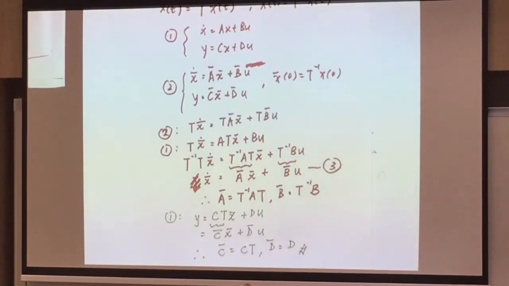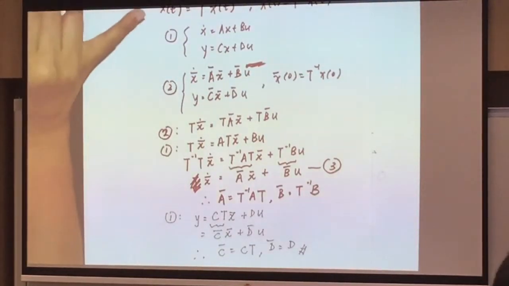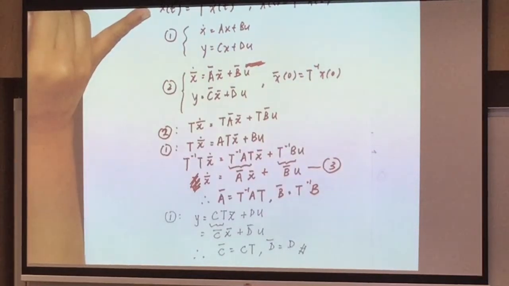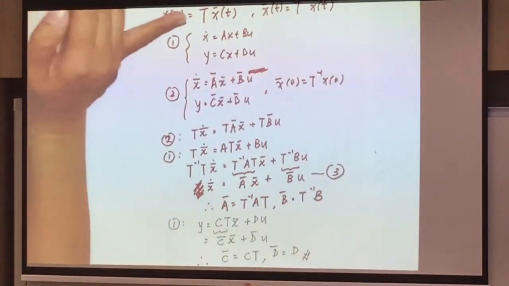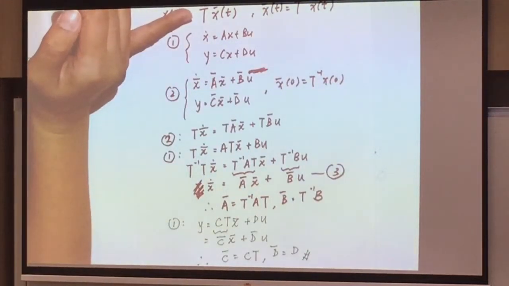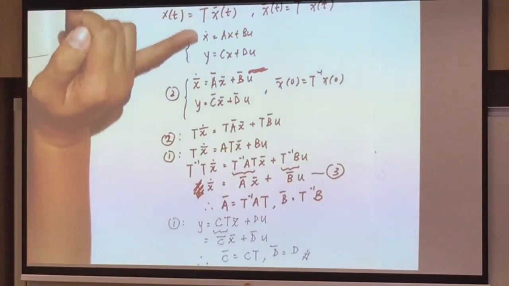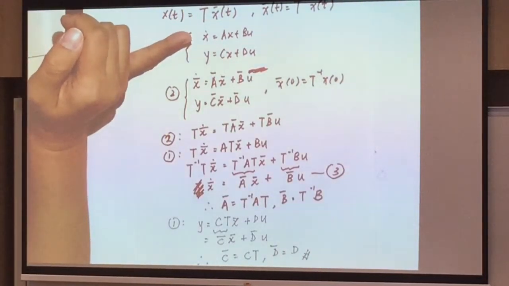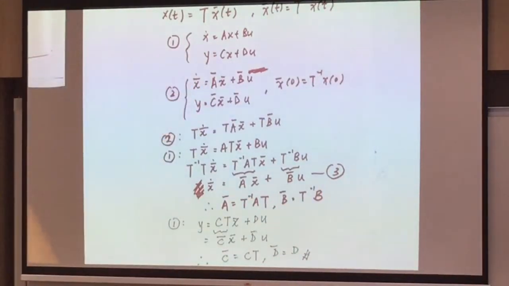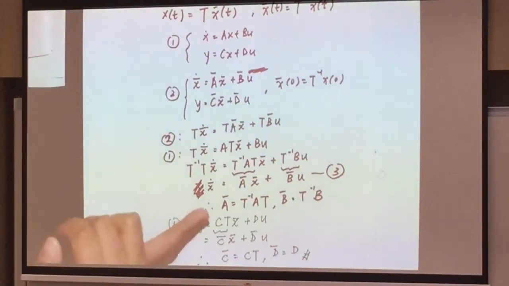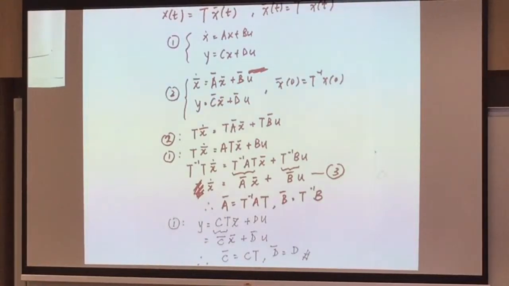So when you transform one state x(t) into another state x bar through a similarity transformation matrix T, all your other matrices and vectors will be transformed. So A, B, C, D will be transformed to A bar, B bar, C bar, and D bar. And how are they related? A bar is T inverse A T, B bar is T inverse B, C bar is C T, and D bar is D.